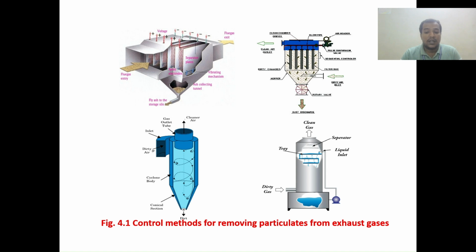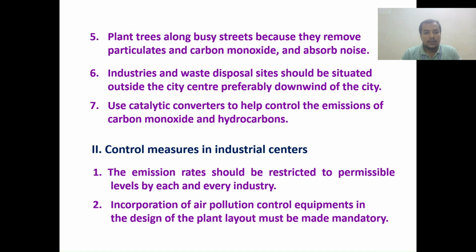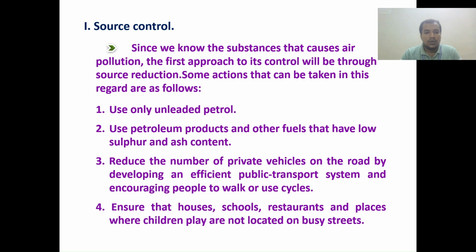Removing suspended particles. And source control: we know the substances that cause air pollution, so the first approach to control will be through source reduction. Some actions that can be taken in this regard are as follows. First one is to use only unleaded petrol.